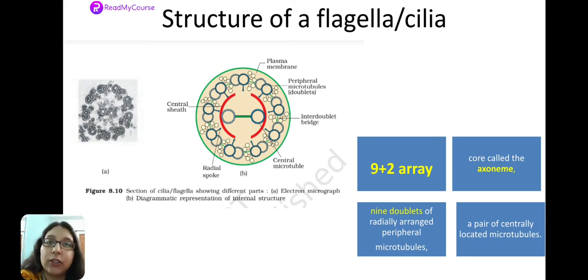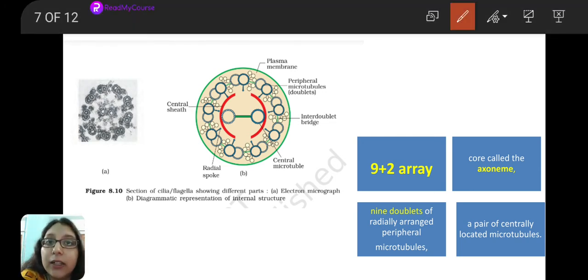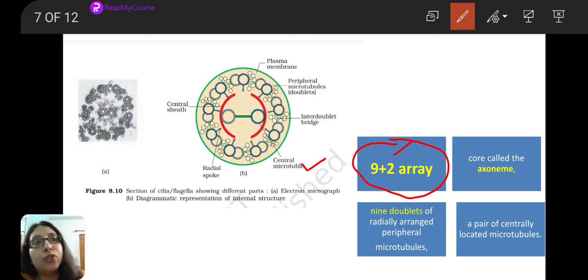What is the basic structural organization of a cilia or a flagella? See, in the last class we had studied centrioles, right? Centrosomes. In the centrosome we had studied that they have a 9+0 arrangement. That is, 9 peripheral microtubules were arranged, right? Here we have a 9+2 arrangement. Listen very carefully, we have a 9+2 arrangement. Now what is this 9+2 arrangement? We have 2 central microtubules. See in this picture, we have 2 central microtubules. So that is the 2, right?